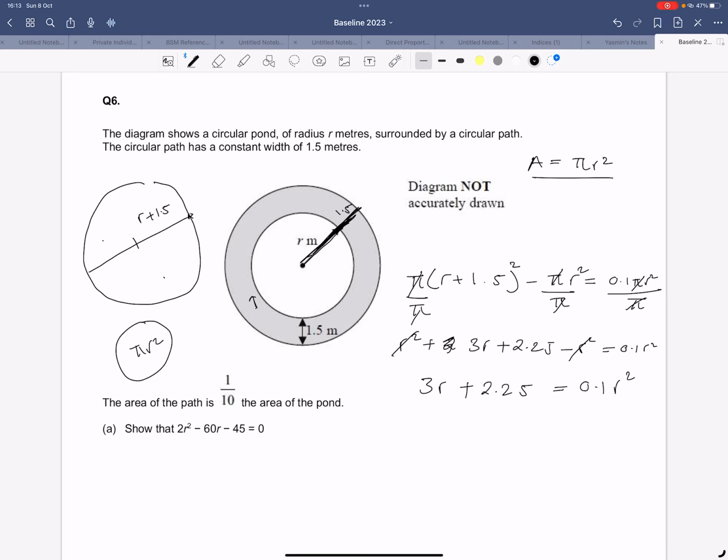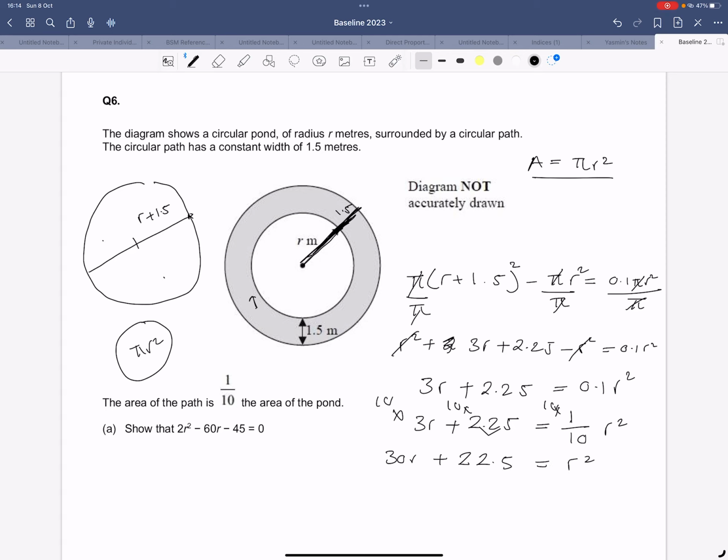So the r squared will cancel out that r squared, which is fantastic. And then as you simplify the equation, you should be able to get 3r plus 2.25 is equals to 1 over 10 r squared. If I times everything by 10, that will give me 30r plus 22.5 is equals to r squared.